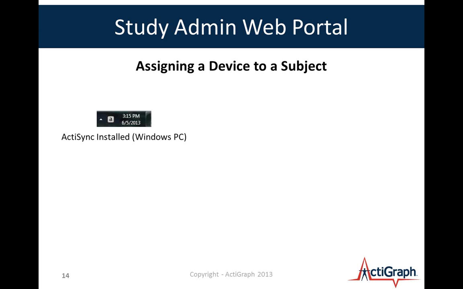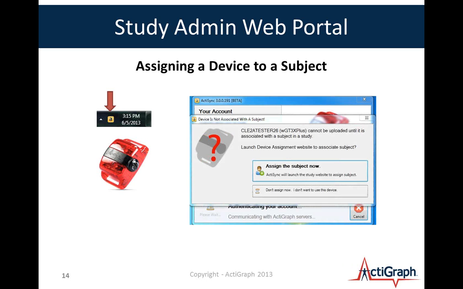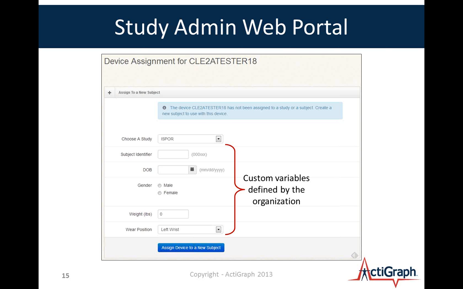Once ActiSync is installed, it's a small little application. You'll see a small A in your Windows taskbar. Once a device is connected, though, that A will turn yellow, detecting the presence of that device. The ActiSync application will then ask the user if they would like to assign that device to a particular patient or subject. Once they've done that, they'll click Assign Subject Now. They're brought to a screen that gives them this customized view that we've worked with the team to define.